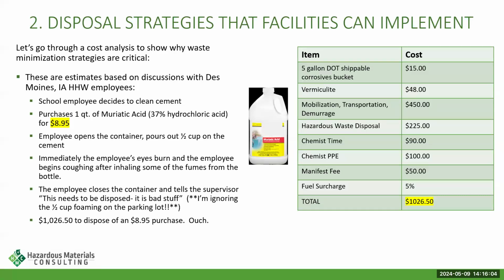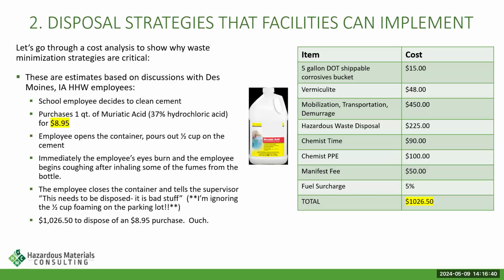Once they come to your site, they're going to package that in a 5-gallon bucket, and they're going to charge you $225 for disposal of that chemical in just one 5-gallon bucket, even if there's nothing else in that bucket. They're going to charge you chemist time of 90 bucks, PPE of about 100 bucks. They're going to charge you a $50 manifest fee. That's the documentation that you have to have in place to dispose of this. And they're going to charge you a fuel surcharge, usually around 5% of the total cost.